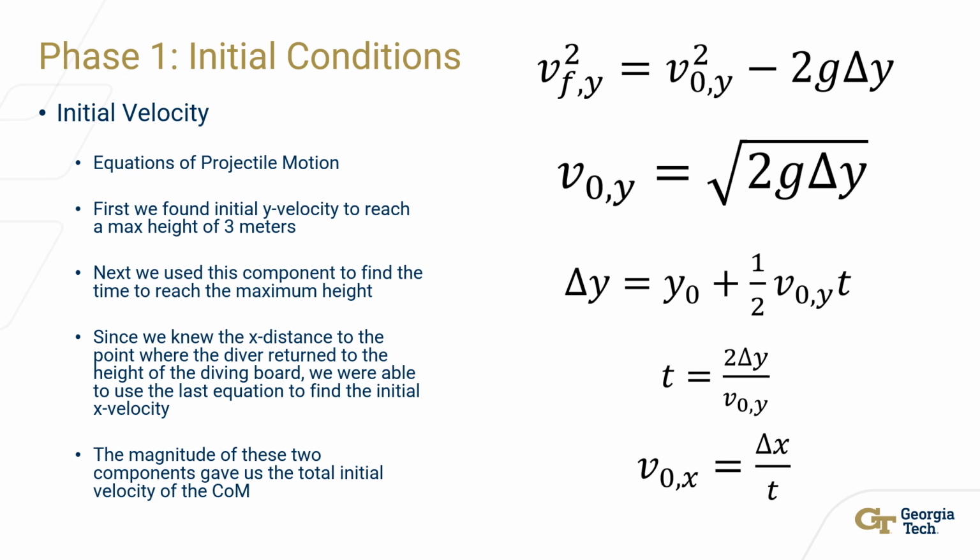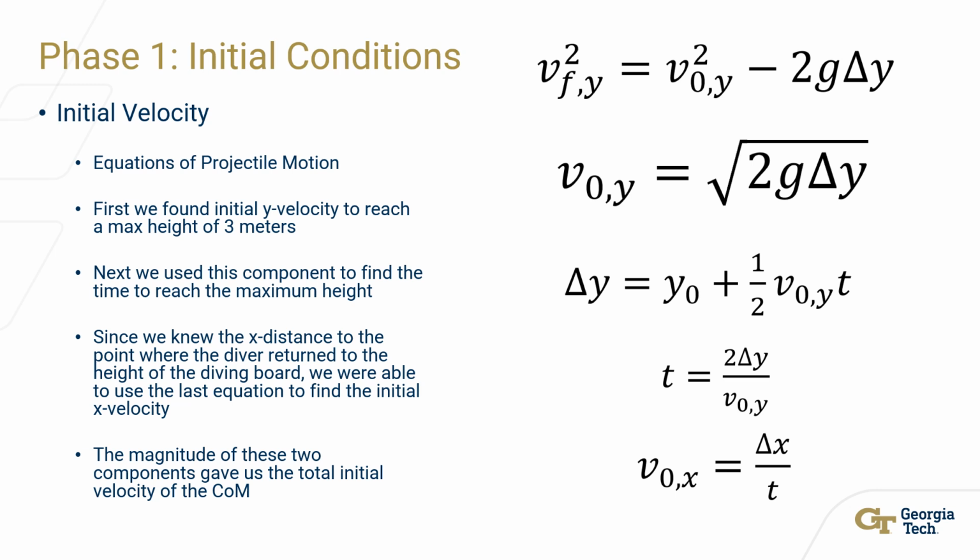With this value now known, and the max height given value of 3 meters above the starting position, we use the third equation to calculate the time it takes to reach the maximum height. The fourth equation is once again the general equation after solving for t.